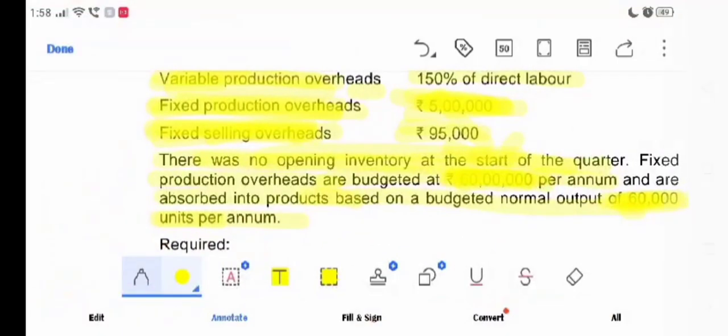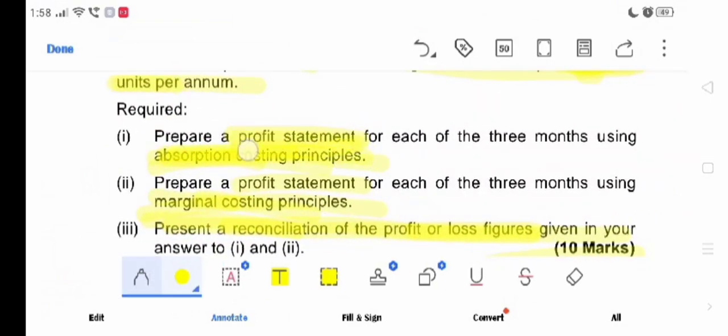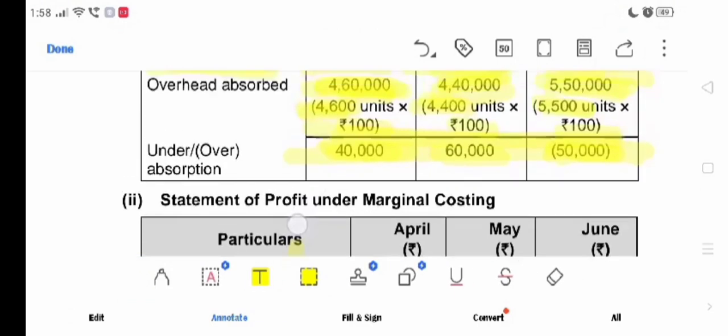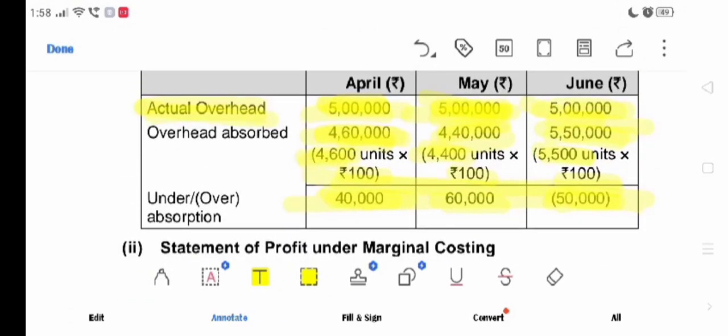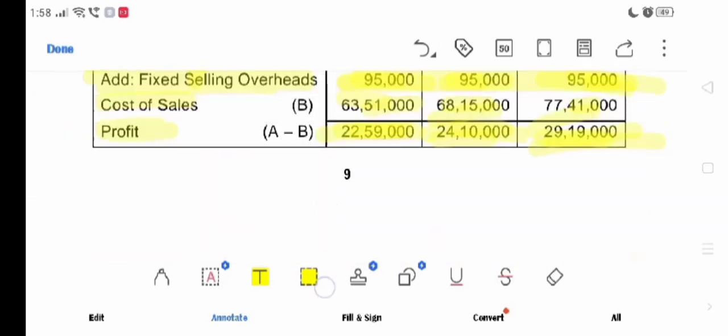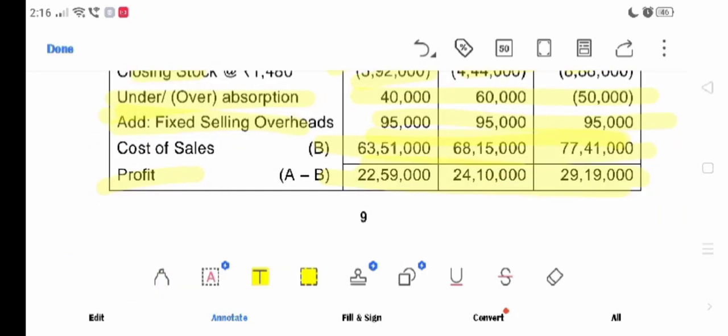Now what is the first requirement, guys? Profit statement using absorption costing principles, right? So we have calculated the profit using absorption costing principles. This is the profit. Okay. So we have got the profit under absorption costing principles.